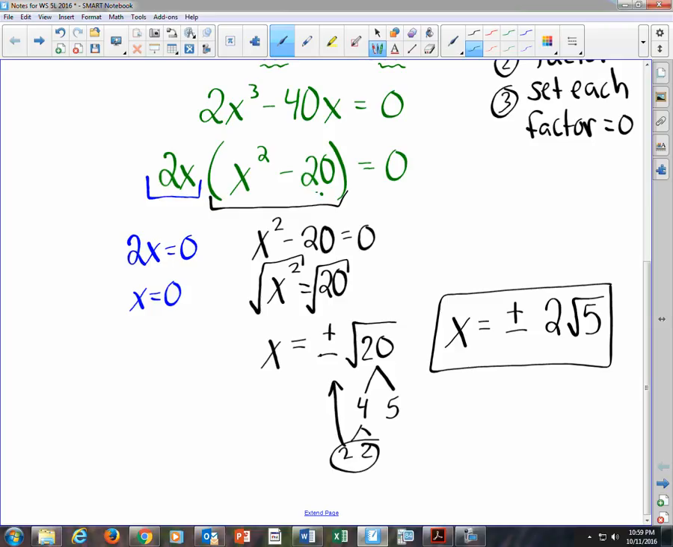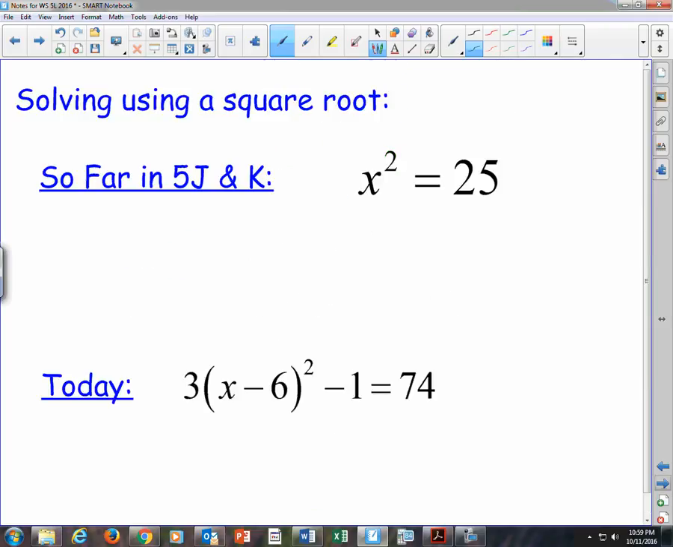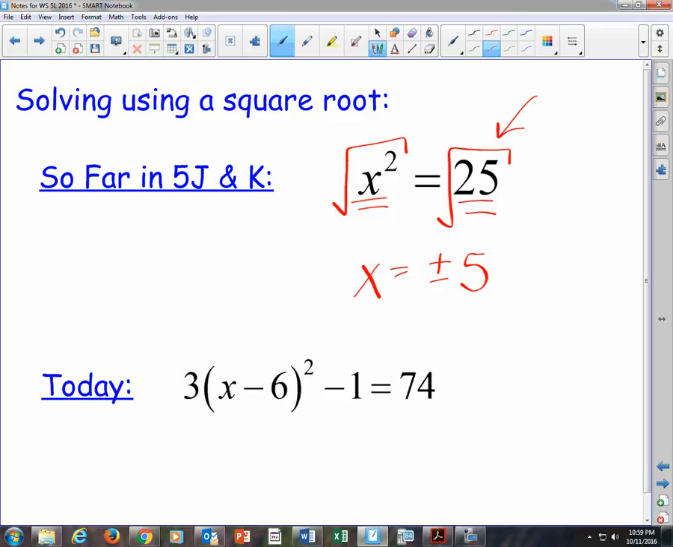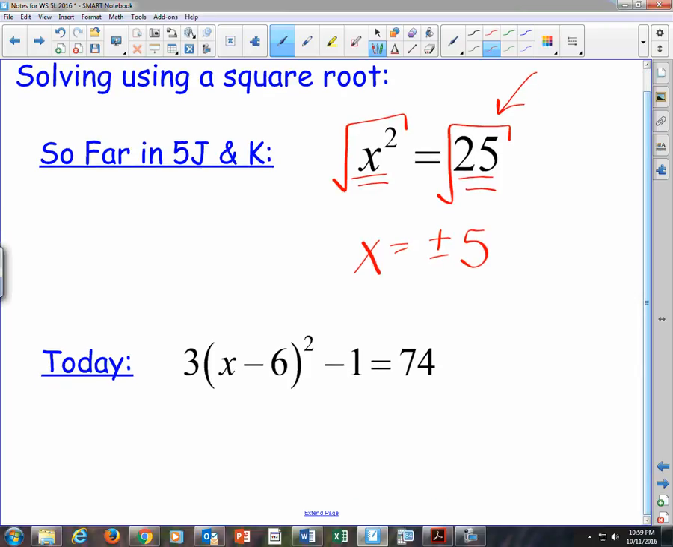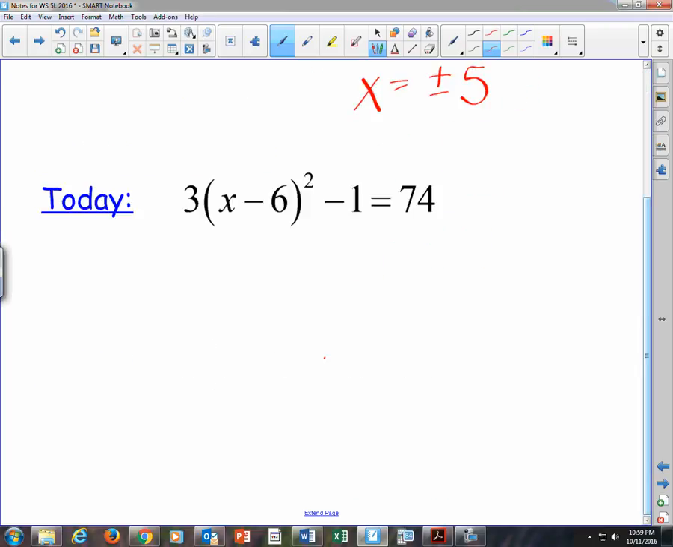So let's take a look at a couple more. So far, when you have used the square root, it looks sort of like something like this. It looks pretty basic. There's one x squared term. On the other side, there's one number term. You basically do this, and then you definitely don't forget the plus or minus, and so then you get an answer like that. Today, it's going to look a little bit different. Today, it will be a little bit more involved.